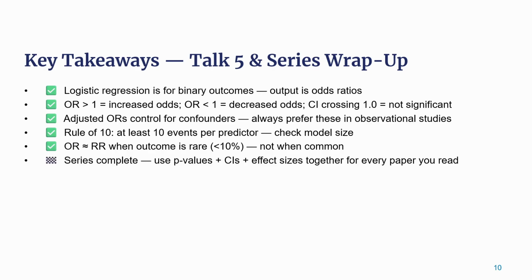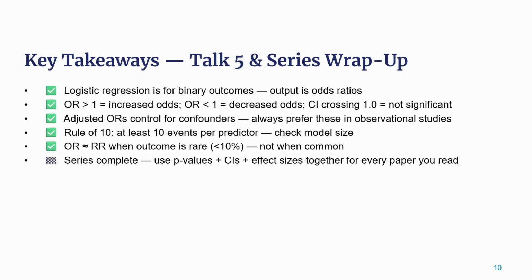Let me do a lightning recap of all 5 talks. Talk 1, p-values tell you about consistency with the null. CIs tell you about effect size and precision. Use both. Talk 2, RCTs reduce bias. Forest plots pool evidence. Check heterogeneity. Talk 3, Kaplan-Meier curve shows survival over time. Read the numbers at risk table. Hazard ratio quantifies the difference.